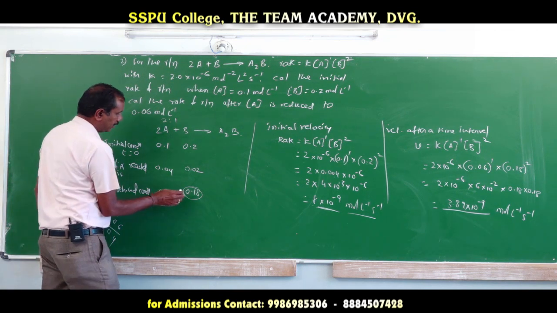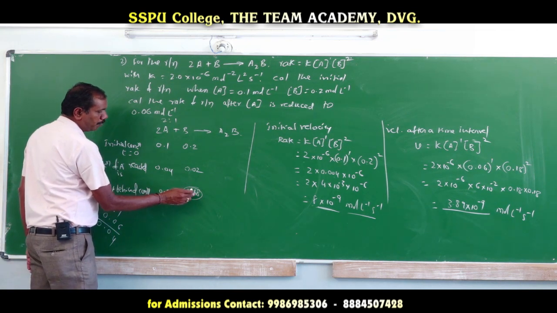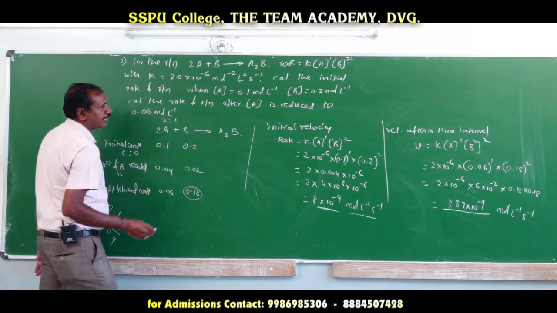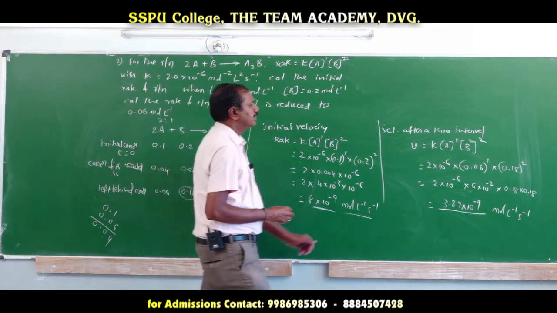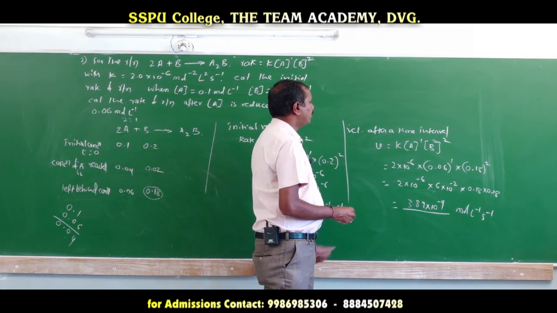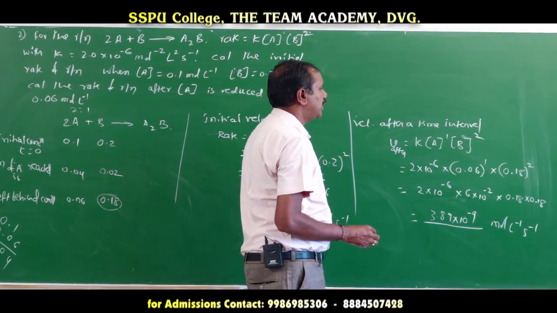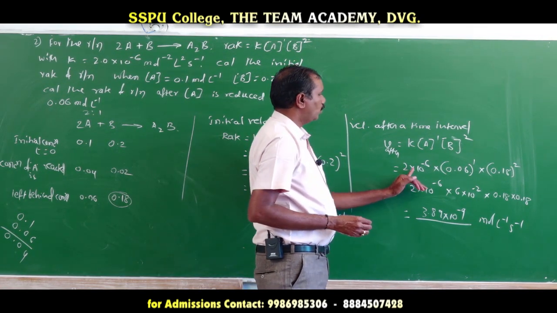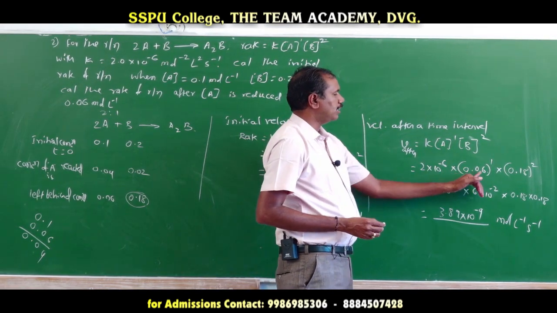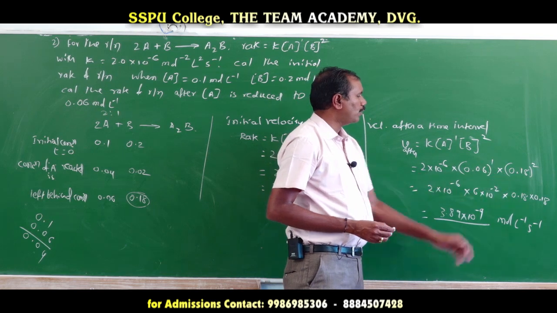So 0.18 of B is left behind. So the velocity after a time interval equals k into A to the power of 1, B to the power of 2, that is 2 into 10 to the power of minus 6, with A concentration 0.06 and B concentration 0.18.